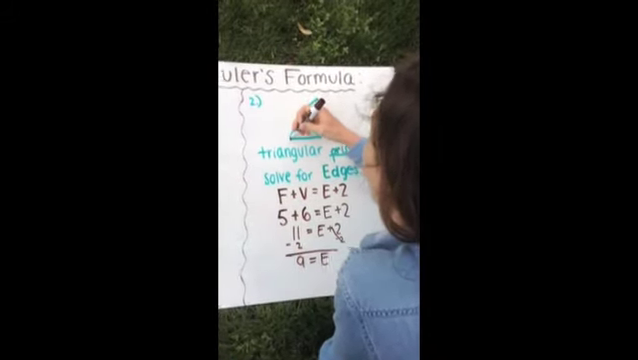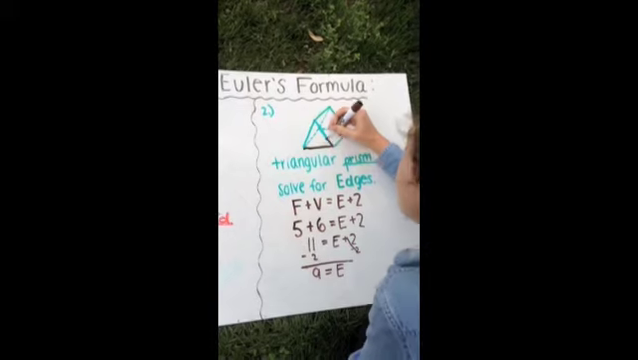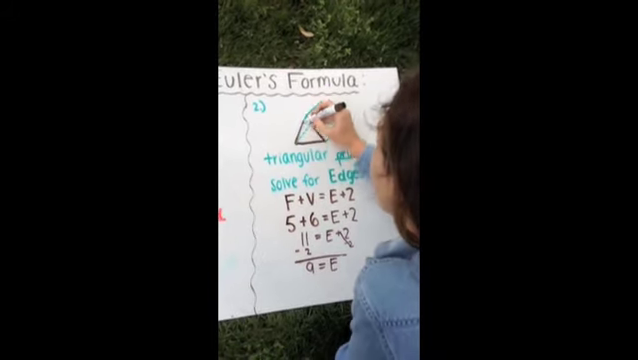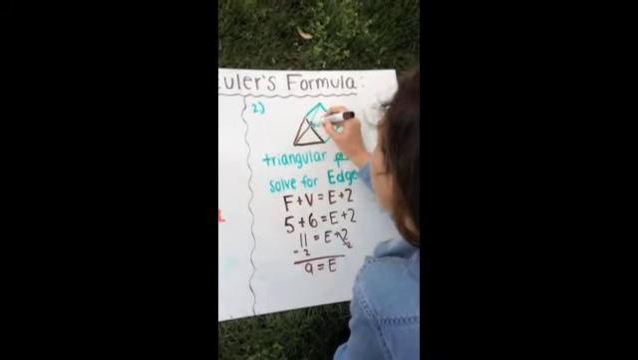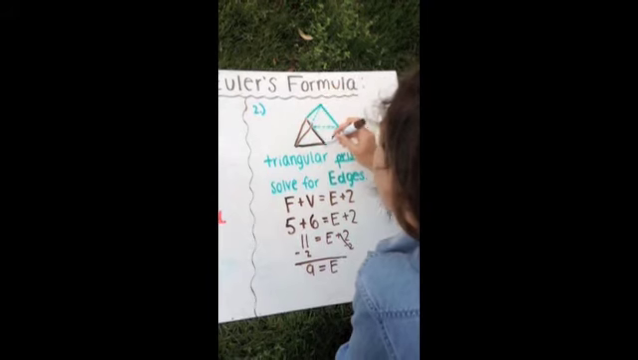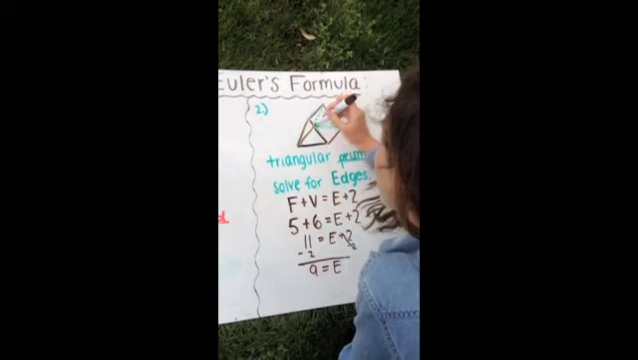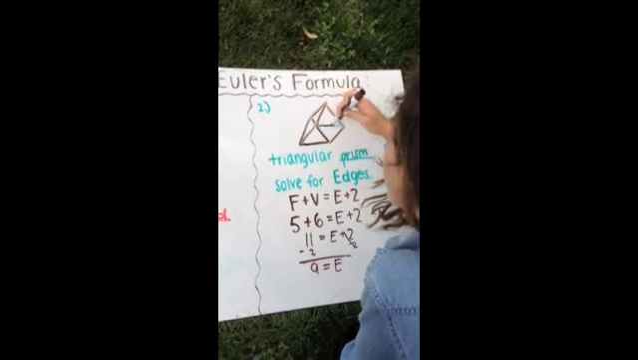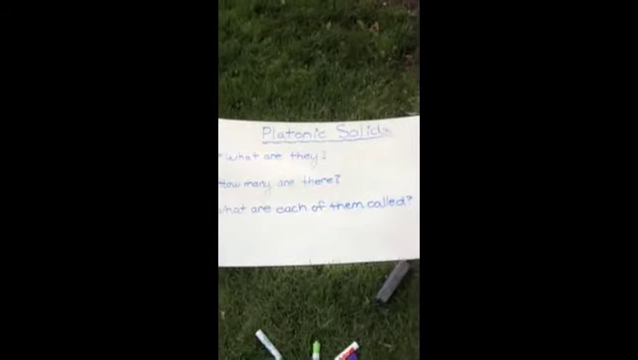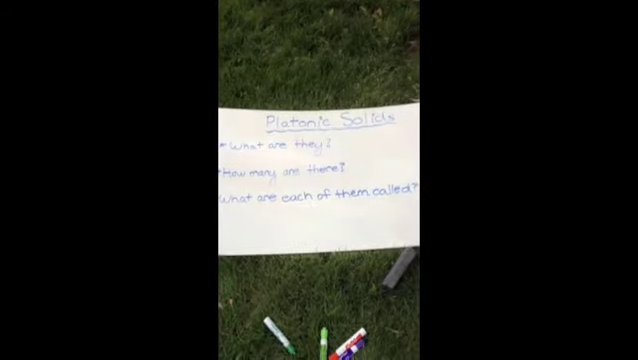Ready? 1, 2, 3, 4, 5, 6, 7, 8, 9. When it comes to Platonic solids, there are three main questions.